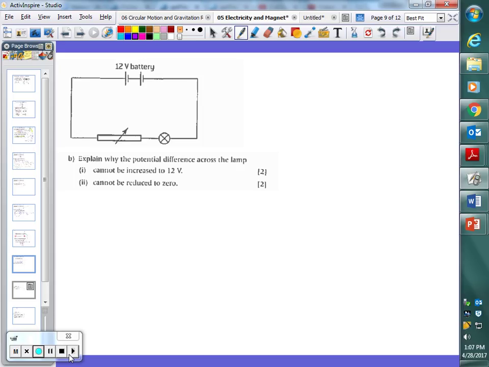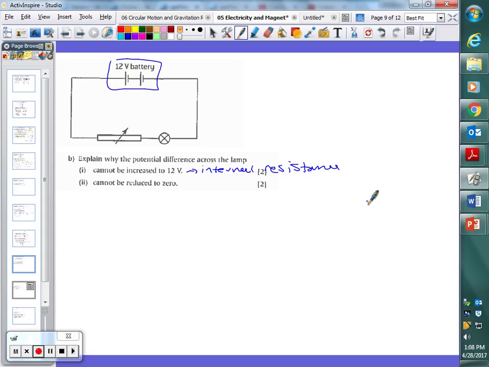Explain why the potential difference across the lamp cannot be increased to 12 V, or reduced to 0. Here's the deal: internal resistance of the battery. This battery has internal resistance. First, are we good with the idea of what resistance does? Resistance converts electrical potential energy into other forms of energy. Is that good for a brief description?